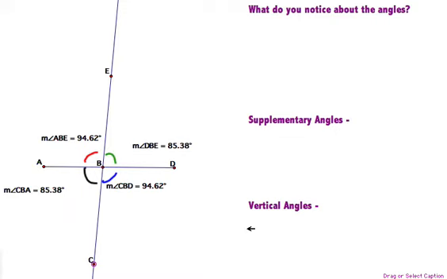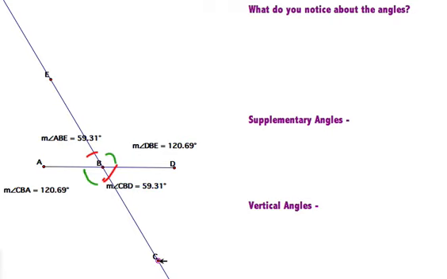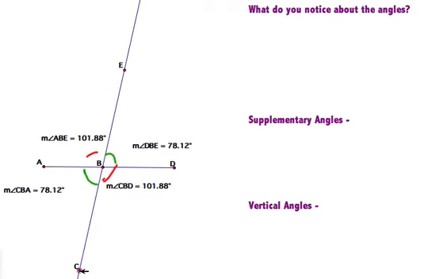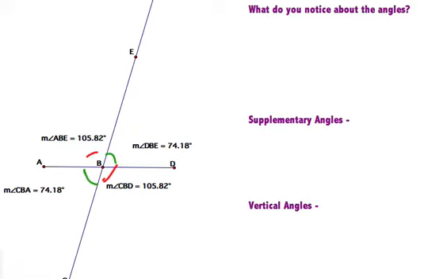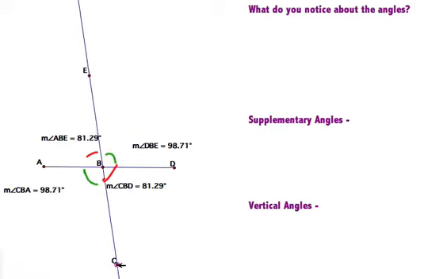So what do we notice about the angles? Well, hopefully you'll notice that this red and blue angle are the same as each other. They're both 94.62. And then the green and the black angle are the same as each other. They're both 85.38, okay? Now watch as I move C. No matter where I stop, the red and the red, and the green and the green, are always the same as each other.